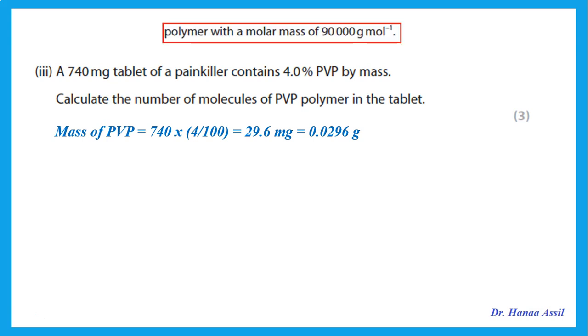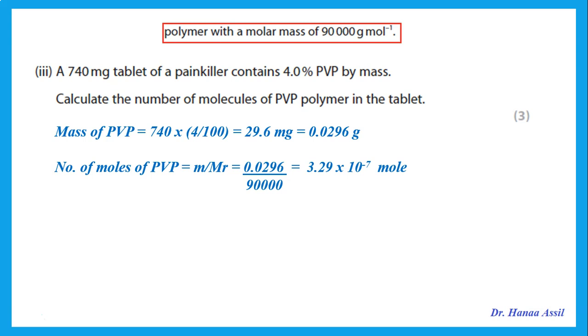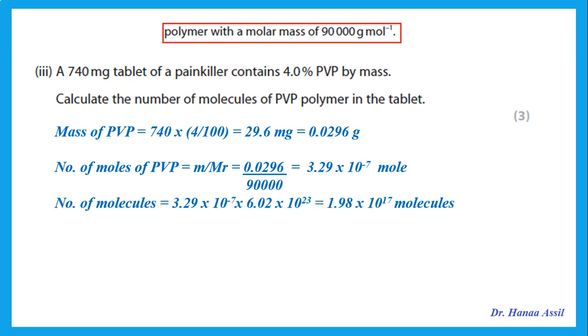Now, we said that the total molar mass of the polymer is this. So, how many molecules? You can get the number of moles. So, number of moles is the mass that we got over the molecular mass given. And then you should know that number of molecules is the number of moles times 6.02 times 10 to the 23. This gives you the number of molecules.